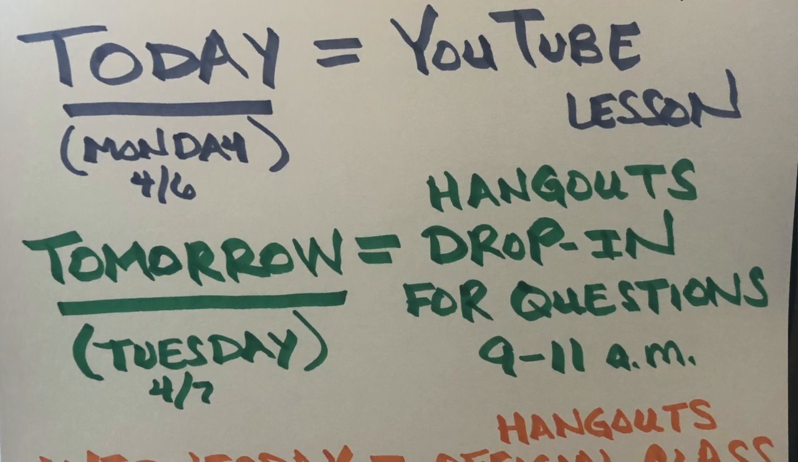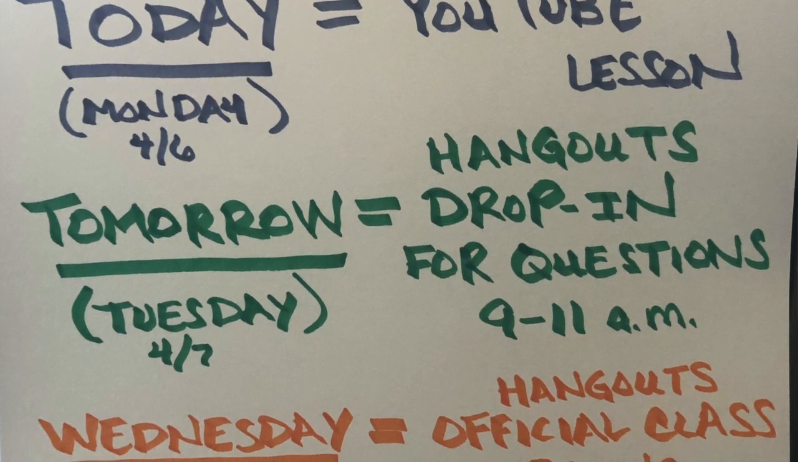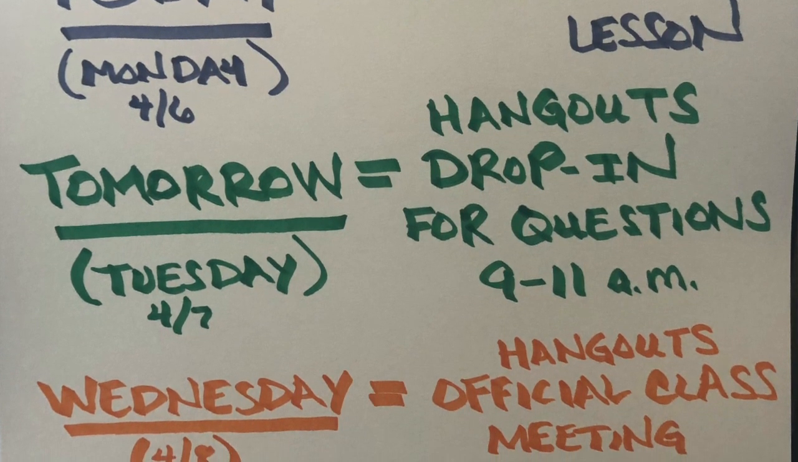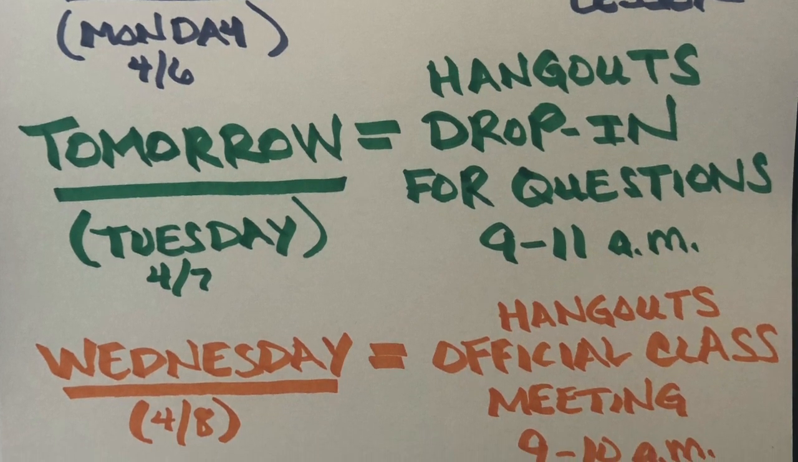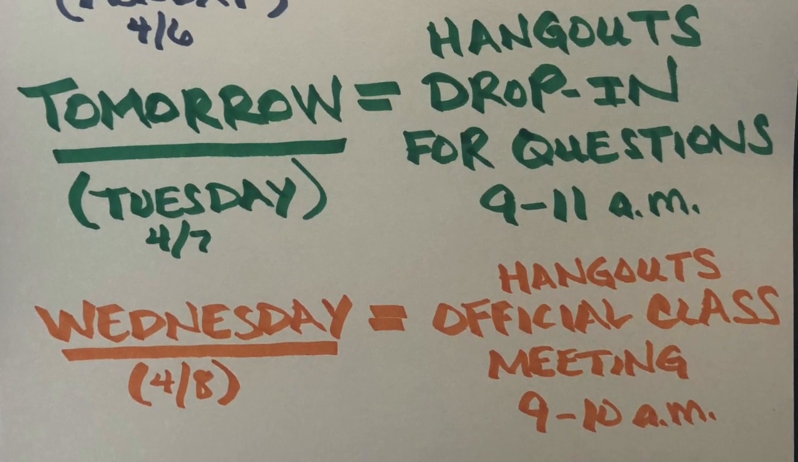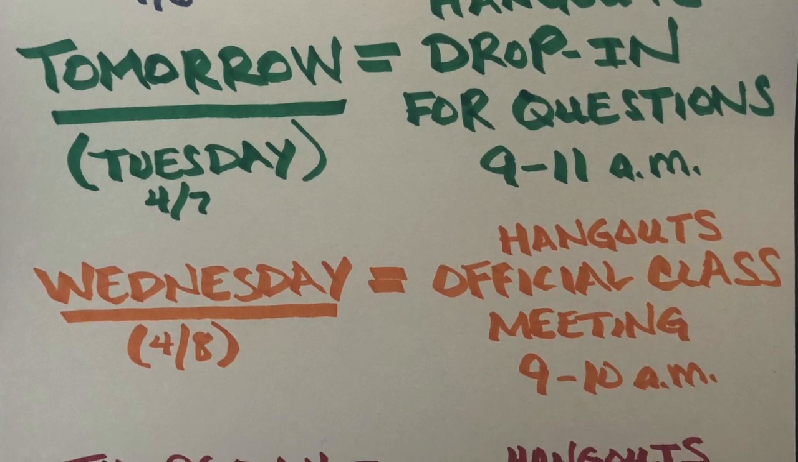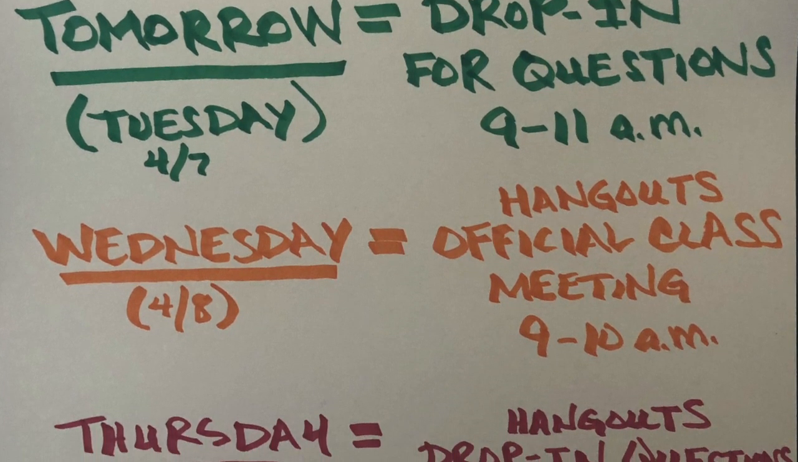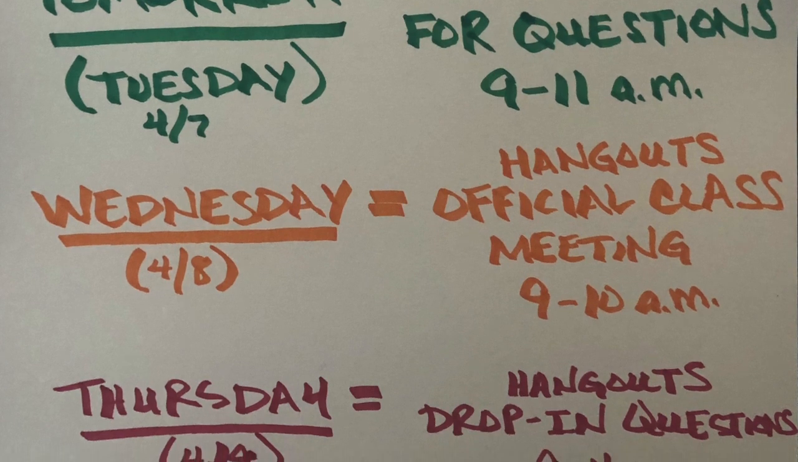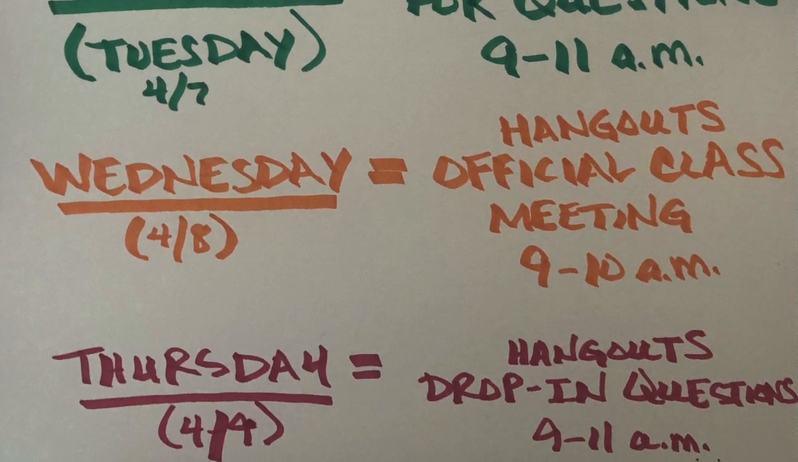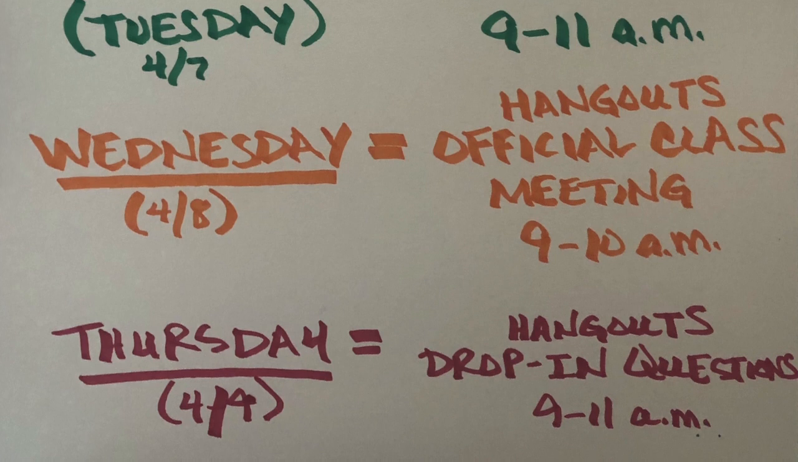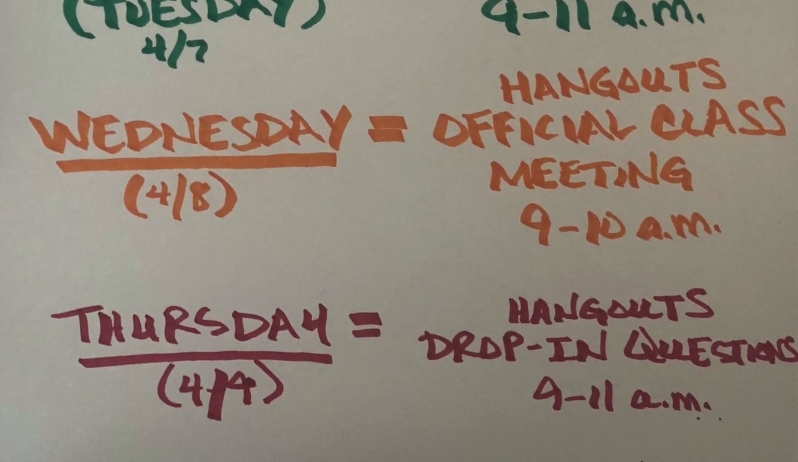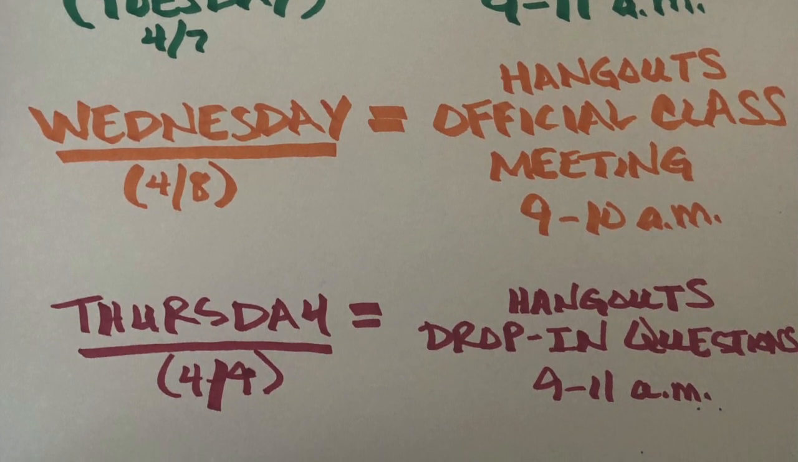Wednesday is our official class meeting, all of us together from 9 to 10, and that will be a lesson for both language arts and social studies. Then Thursday will be another office hours from 9 to 11 a.m. on Hangouts for any questions that you have. And that's it for the week. On Friday, you can always email me with questions that you have. You can request by appointment to have an individual session with me.